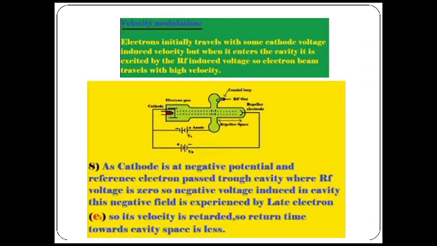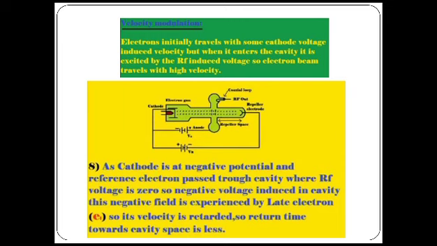We notice the electron is passing through the gap for the second time. The electron initially travels with the cathode voltage velocity when it enters the cavity, which is modulated by the RF voltage. As the cathode is at negative potential, the reference electron passes through the cavity where the RF voltage is zero. So a negative voltage is induced in the cavity.